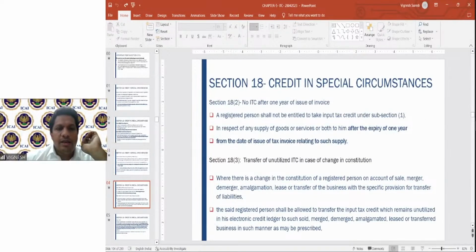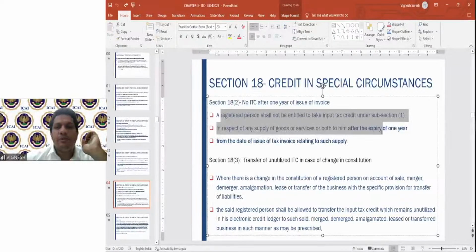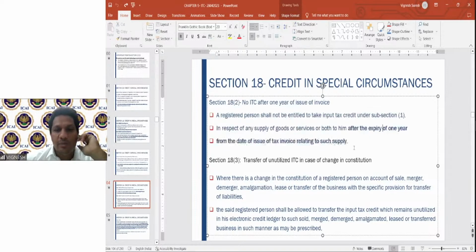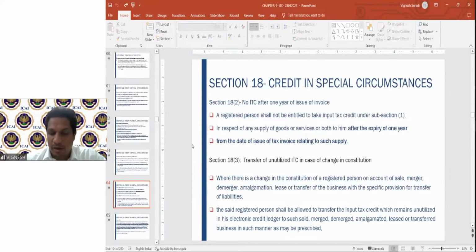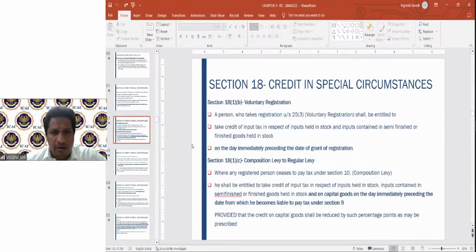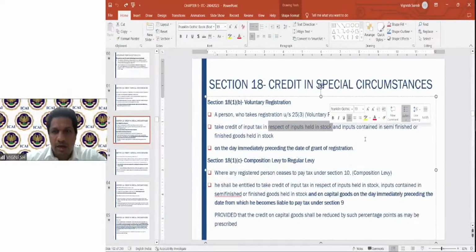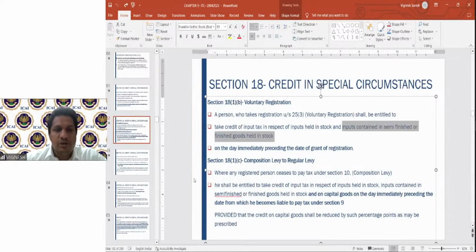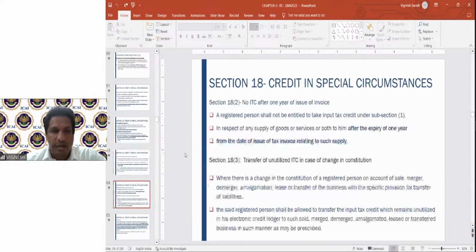Now, a registered person shall not be entitled to take input tax credit in respect of supply of goods or services or both to him after expiry of 1 year from the date of issue of such supply. This is a very, very important point. He shall not take input tax credit under subsection 1 in respect of supply of goods or services or both to him after the expiry of 1 year. So what all can he claim under 18.1b? Inputs held in the stock and inputs held in semi-finished or finished goods held in the stock. Now we go back to the problem.